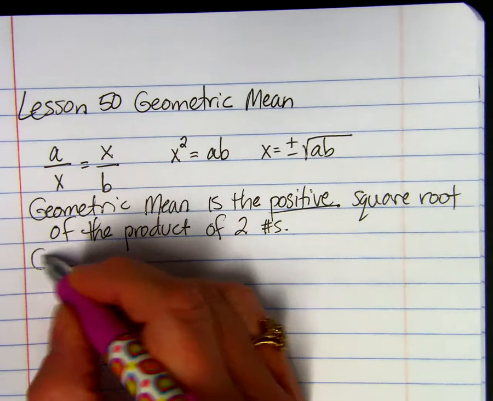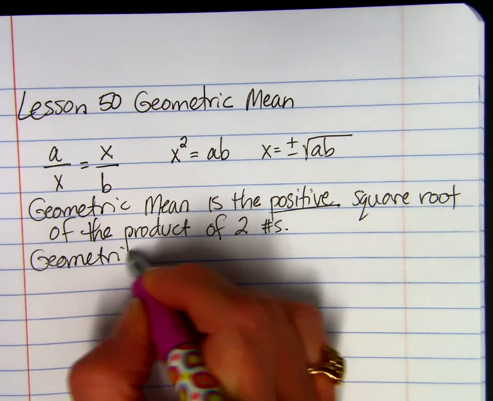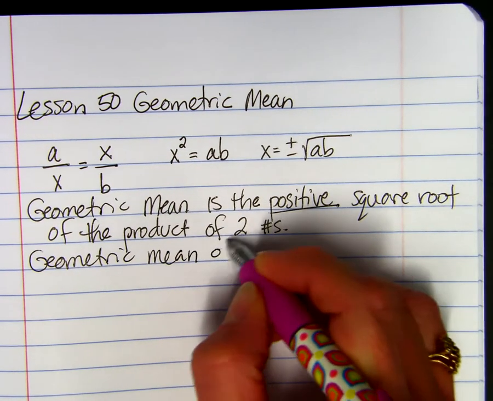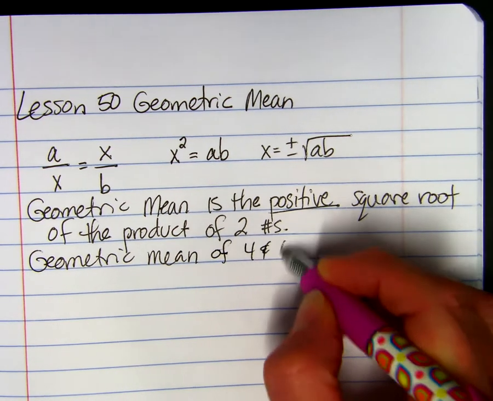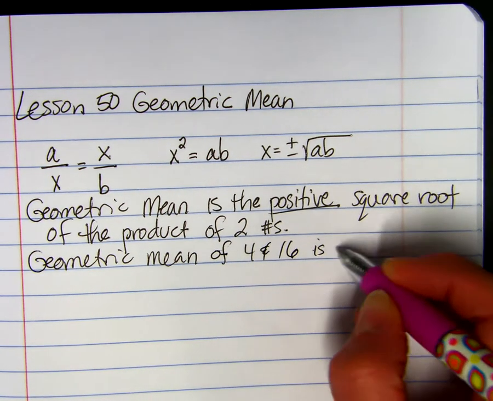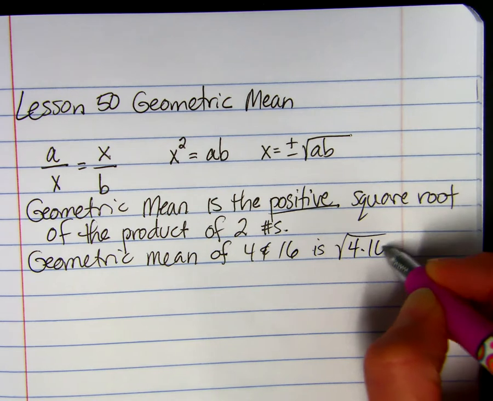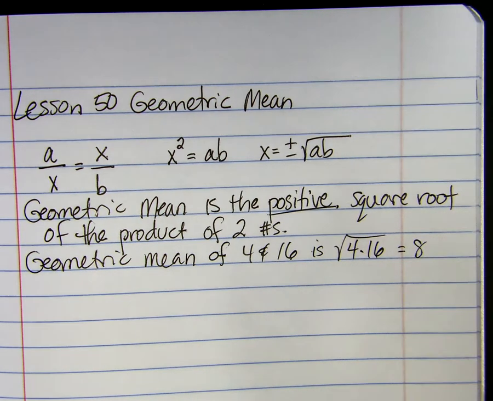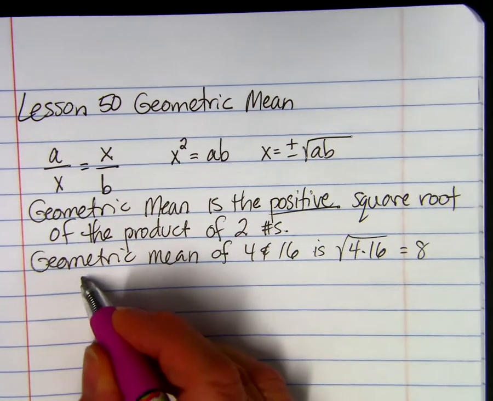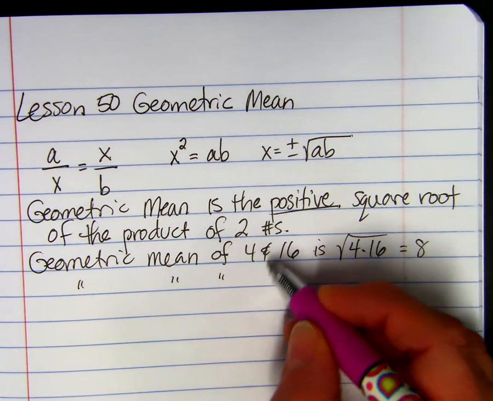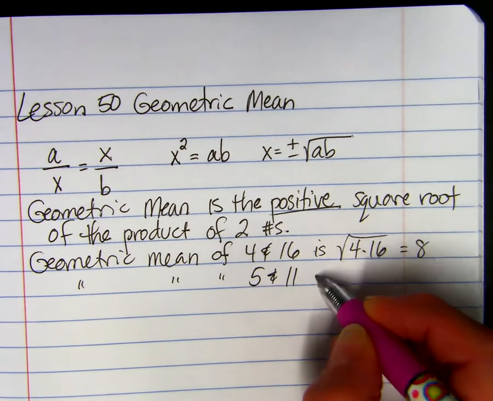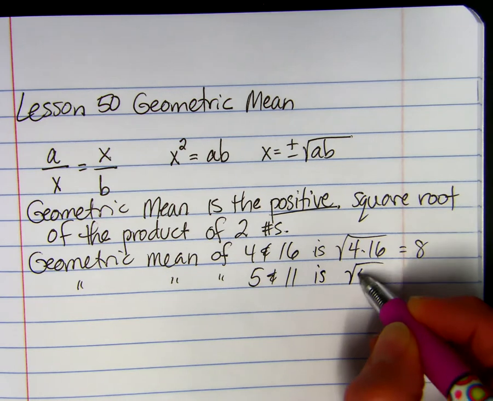So, for example, the geometric mean of 4 and 16 is the square root of 4 times 16, or 8. Another example, the geometric mean of 5 and 11 is root 55.